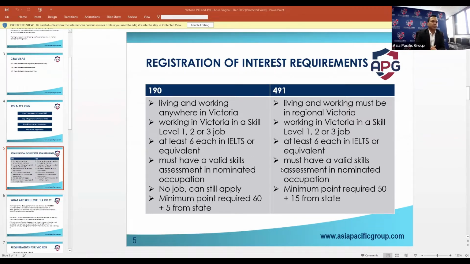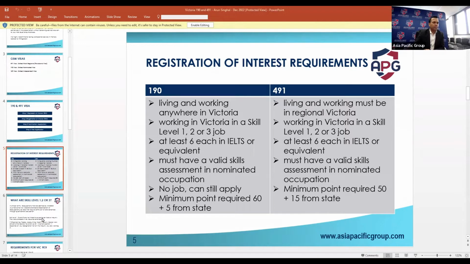The rest of the requirements are pretty much the same. You need 6 points, 3 minimum 9, and you must have a skill assessment. And total points required is 9 points, including state points. So for regional visa 491, you get 15 state points, and for 190, you get 5 points from the state.